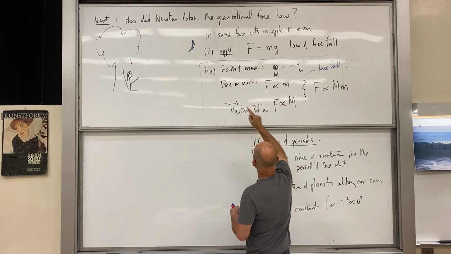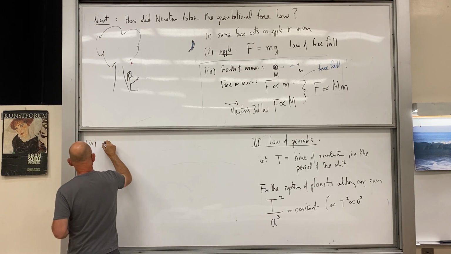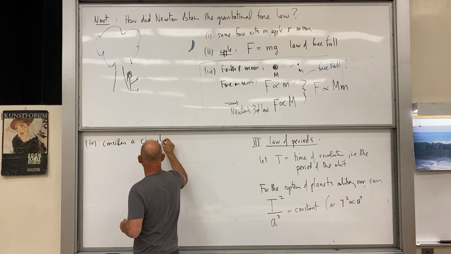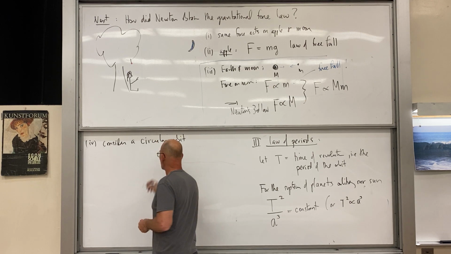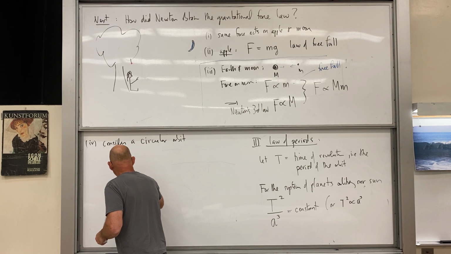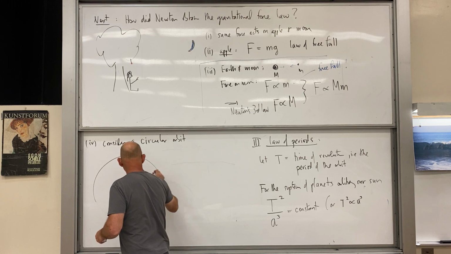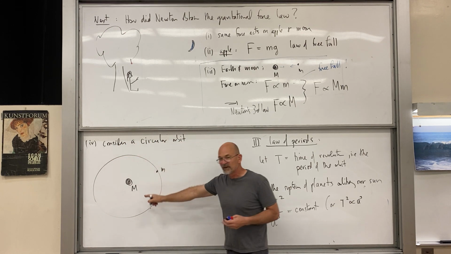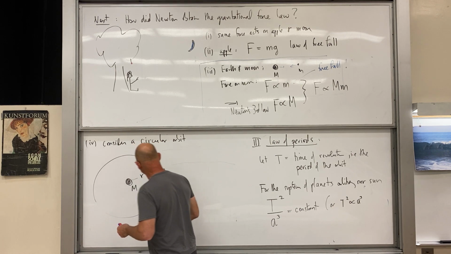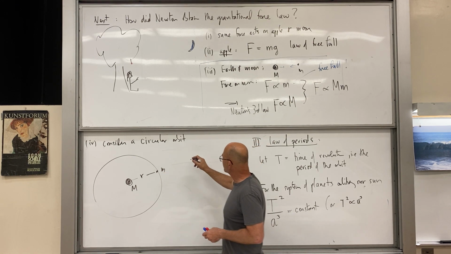So points 1, 2, 3, so I'm extending here point 4. Consider now a circular orbit. Okay, so we have a circular orbit, and we'll go ahead and put the central body here, capital M, and the smaller one, lowercase m. Okay, that's a perfect circle right there. And there's the radius vector r from the center to the mass there. So we're considering a circular orbit.